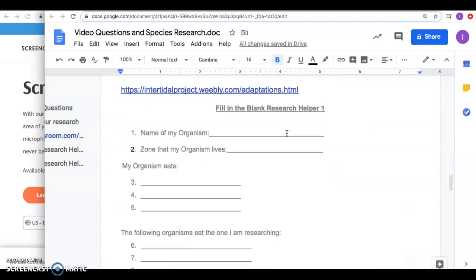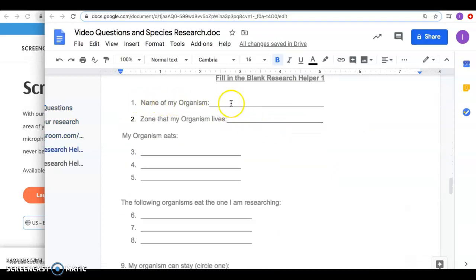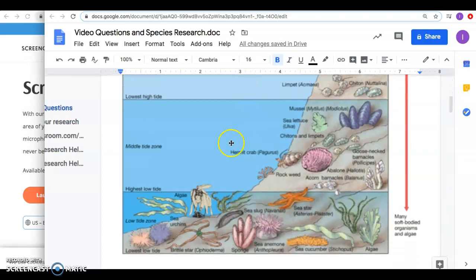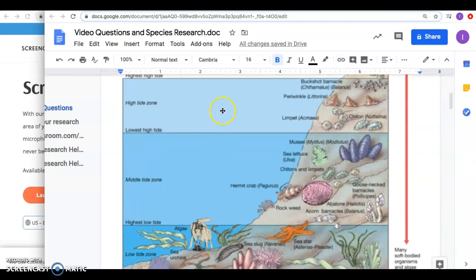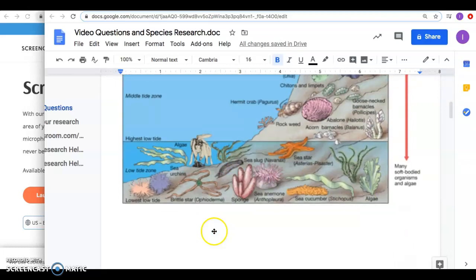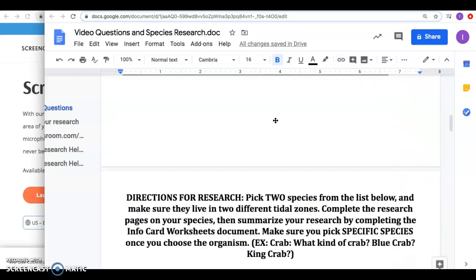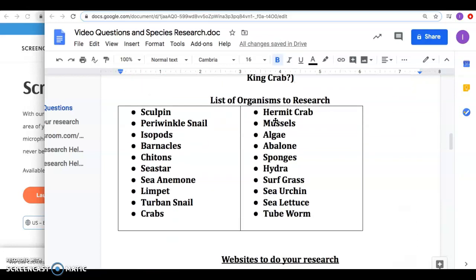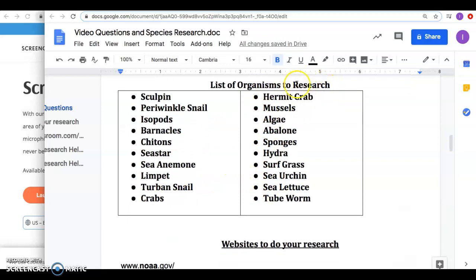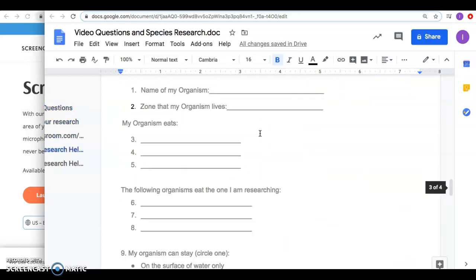So you're going to pick, say, the name of my organism, okay? The zone that my organism lives. So you want to scroll back up and find out through your internet research which zone does my organism live in, all right? Let's say I pick a hermit crab, and so then I want to say, okay, so, well, hermit crab's not on this list, but, oh yes it is, my bad. Okay, so you're gonna say hermit crab, right? And then it lives in the middle tide zone.